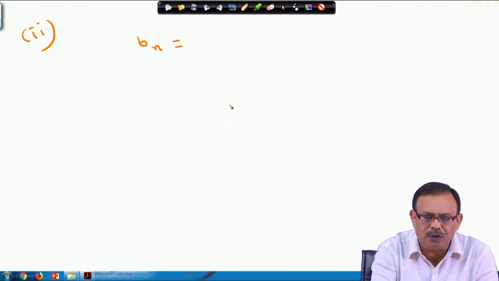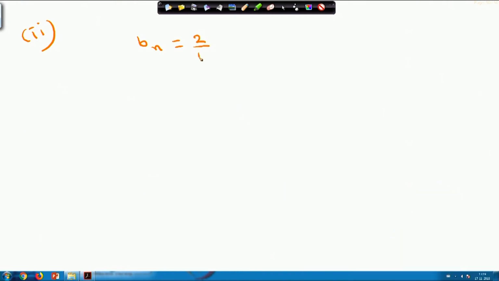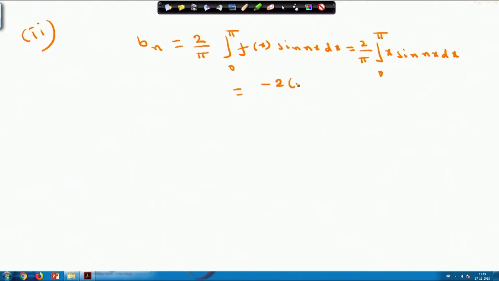equals x as a sine series in 0 to pi. So the term will be only b n. So b n equals 2 by pi, 0 to pi, f x into sin n x dx. Your f x is x. So 2 by pi, 0 to pi, x sin n x into dx. Once I evaluate this, I will obtain minus 2 into minus 1 whole to the power n by n. My b n will be this one.